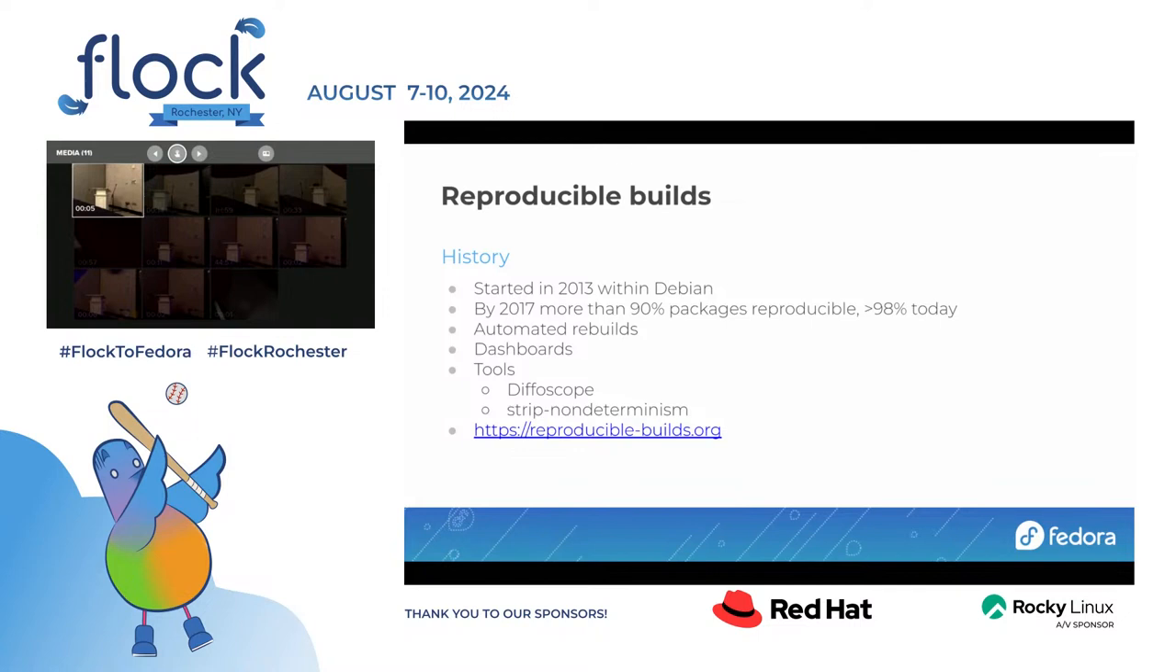Yeah, and strip-nondeterminism is a tool that removes things like timestamps from binaries. We'll talk about this in a moment. Strip-nondeterminism is written in Perl, which makes it impractical for use in Fedora because we do not want to have Perl in the build root for every package. So we will talk about alternatives there. You can find information at reproducible-builds.org.